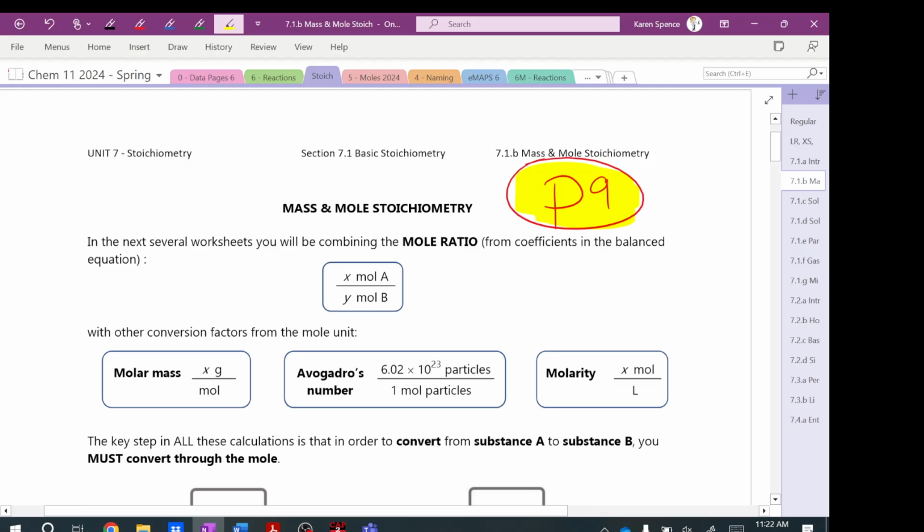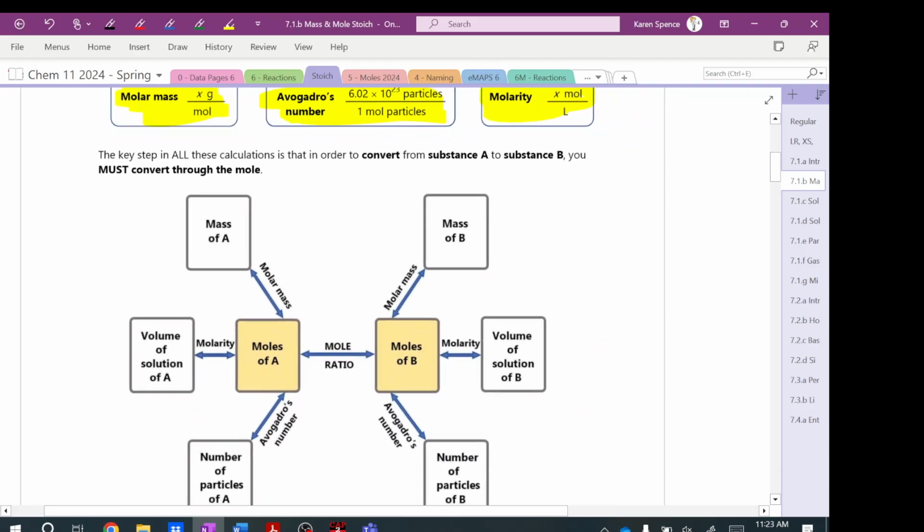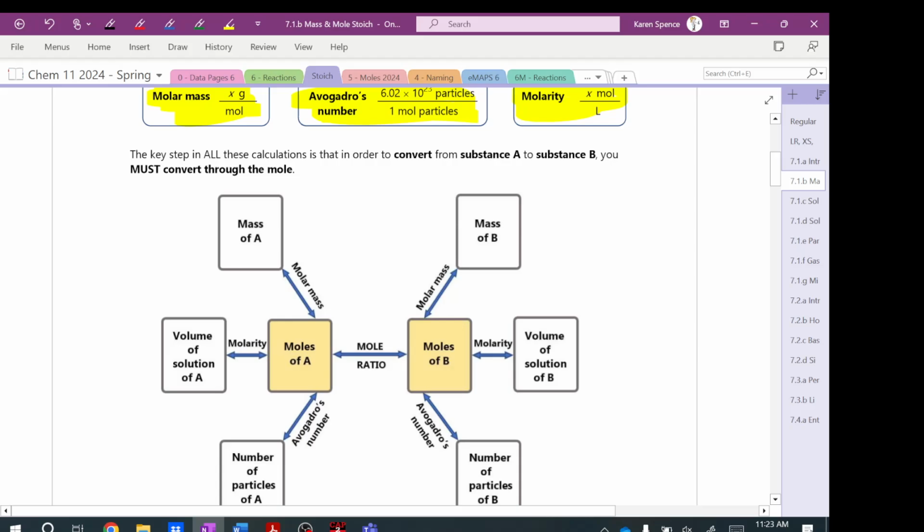So we're going to be looking at, in this unit, using molar mass, we're going to be using Avogadro's number, and we're going to be using molarity. Later on, we will also be using 22.4 liters per mole. And you can see, does this look kind of like that diagram on your green sheet? Okay, it's just been simplified a little bit. And today what we're going to be focusing on is just mass. All right, so we're going to go from mass, use molar mass to convert to moles of A, to moles of B, to mass of B.